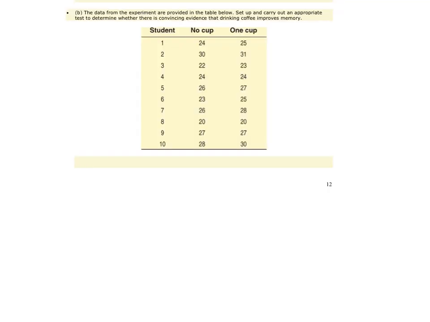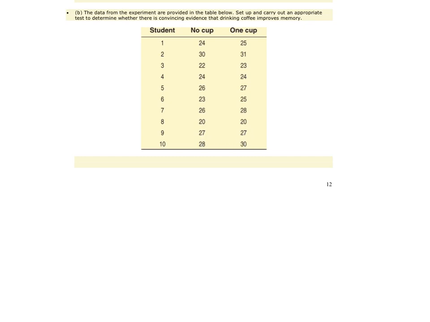Now, Part B, the data from the experiment are provided in the table below. Set up and carry out a test to determine whether there's convincing evidence that drinking coffee improves memory. So again, we're going to do state, plan, do, and conclude. First thing we want to address is our hypothesis. When we write it, are we talking about means or proportions? In this case, we are talking about the performance on a test, so it would be the means.